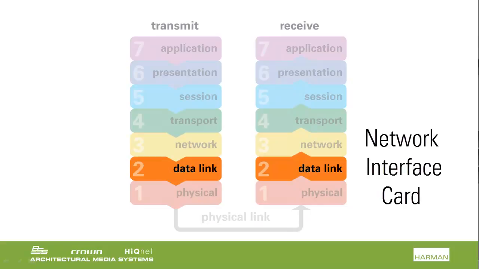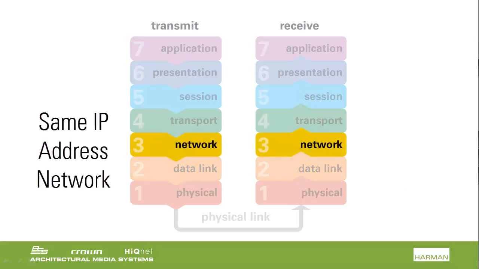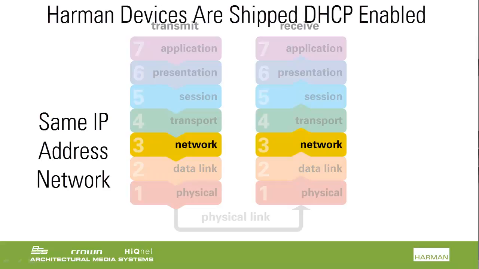Every device and network interface card, which I'll refer to as a NIC for the remainder of this tutorial, has a unique MAC hardware address supplied by the manufacturer and allows devices to uniquely identify themselves on a network. This MAC address cannot be changed. All devices and the control computer NIC must be configured on the same IP address network to communicate with each other. All new Harman devices are shipped with DHCP enabled, not with a default static IP address.